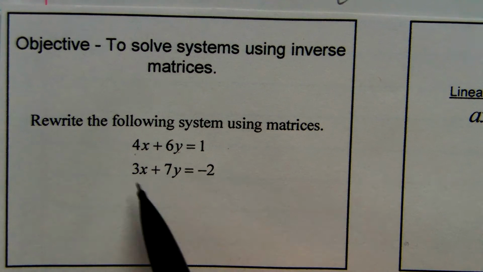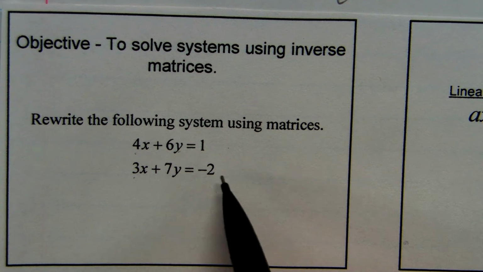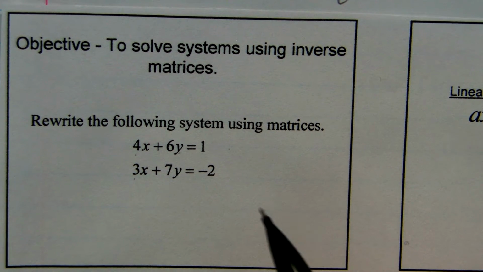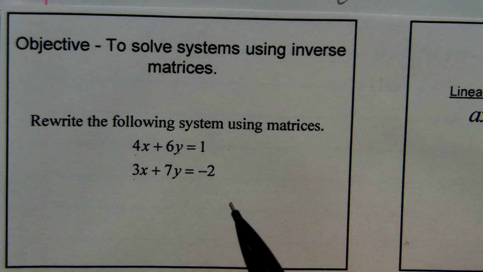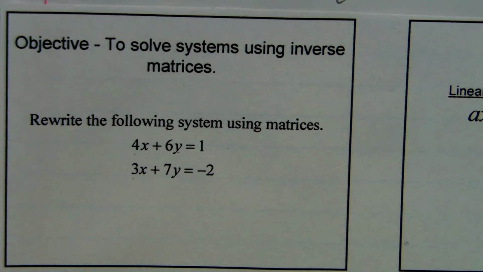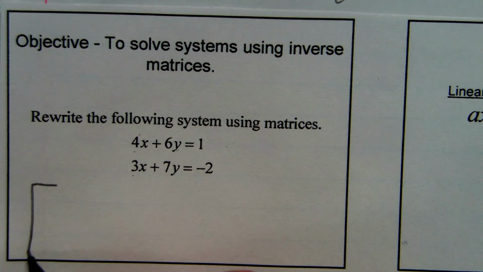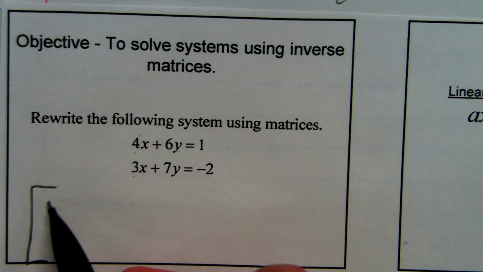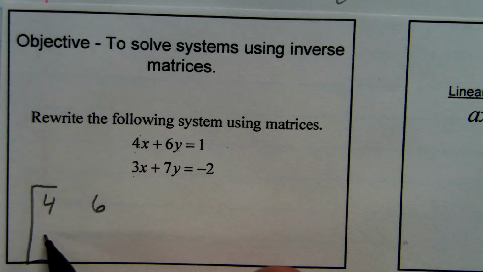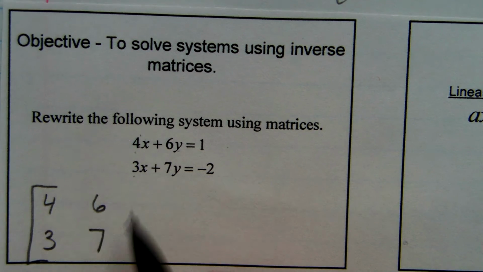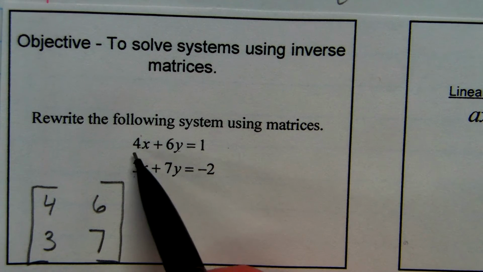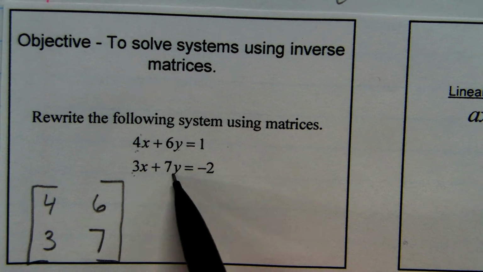4x plus 6y equals 1. 3x plus 7y equals -2. And what we do is we're going to break apart the coefficients from the variables. So the coefficients of x and y become their own matrix. So you make a matrix and you just take the numbers. I'm going to have 4, 6, 3, and 7. And that makes a square matrix. So those are just the numbers that were in front of x and y.